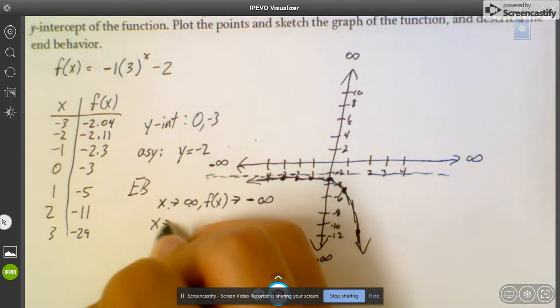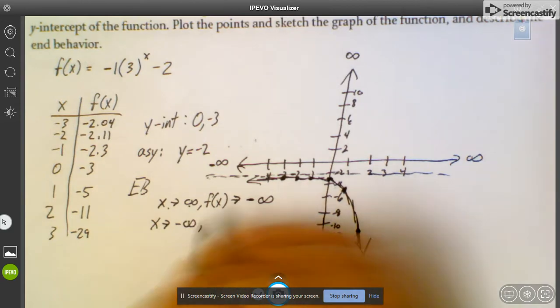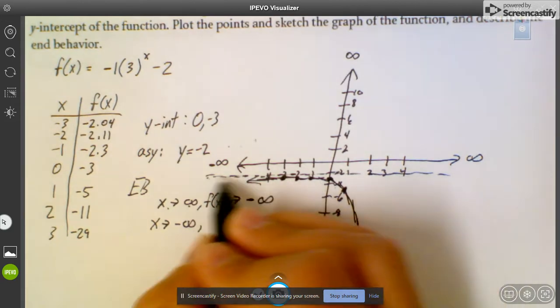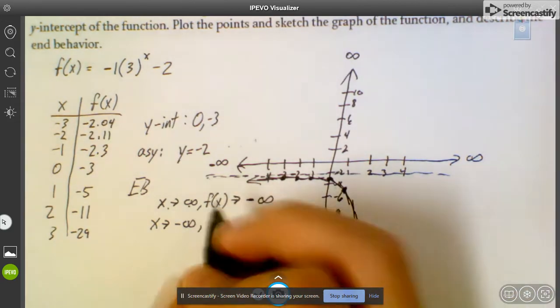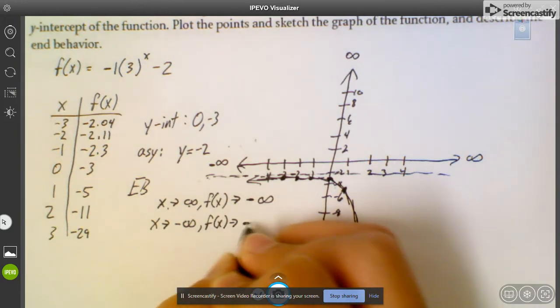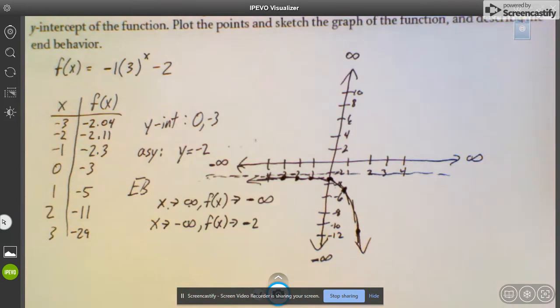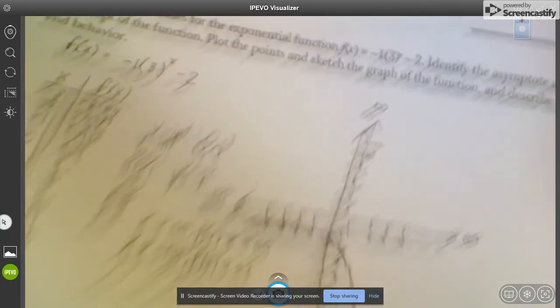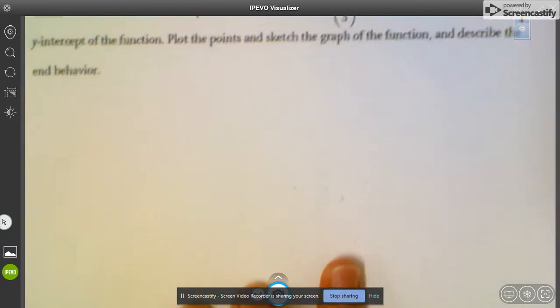On the other side, though, as x goes to the left, as we go back to the left, we are approaching a y value of negative 2. So f of x approaches negative 2. Okay? All right. And that's it for that example. Pause it, rewind it if you need to. Moving on to the next one.